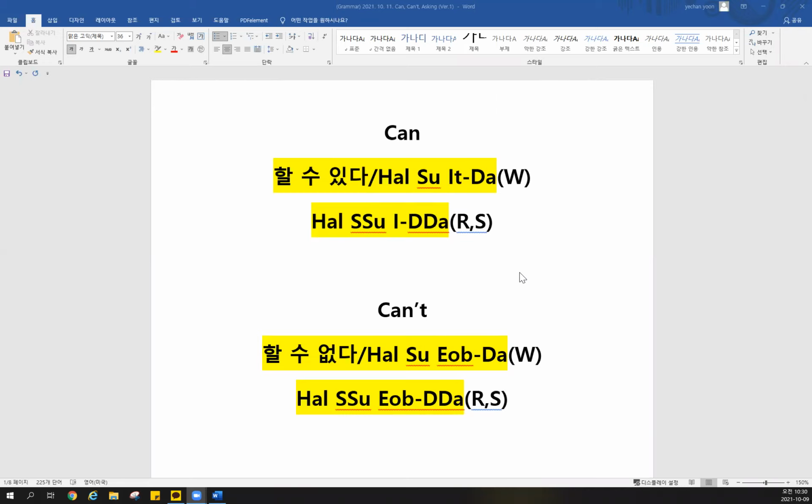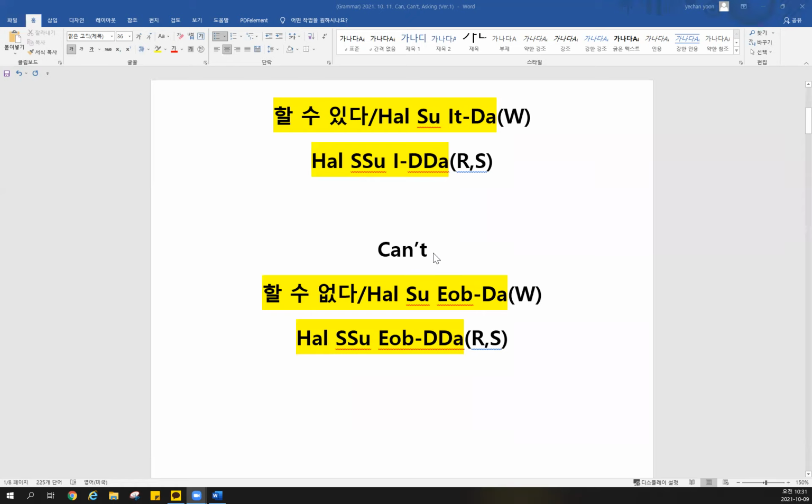할 수 있다. But with reading and speaking, it's going to be 할 수 있다. Writing is going to be 할 수 있다, but it's hard to pronounce it. So you can speak with 할 수 있다.